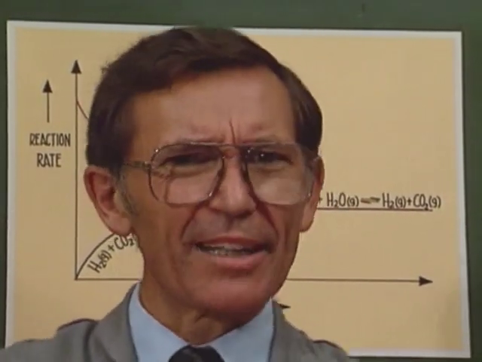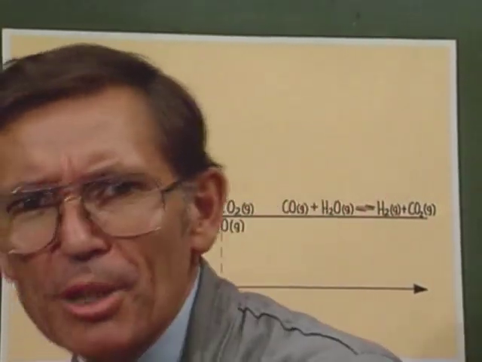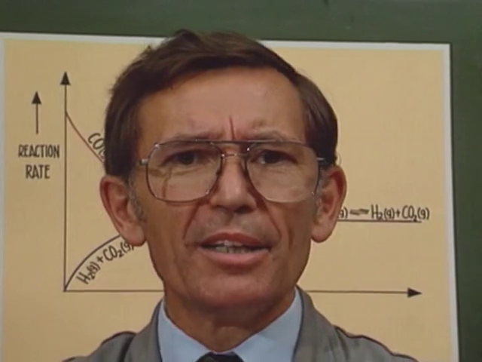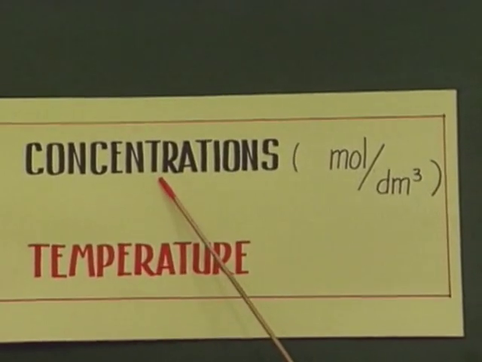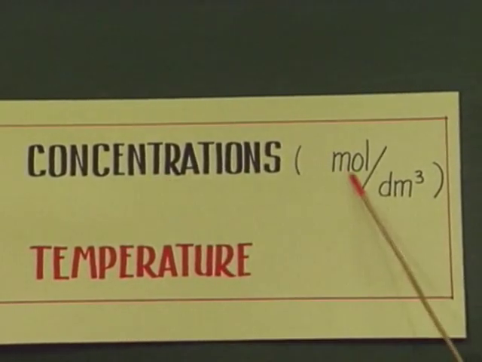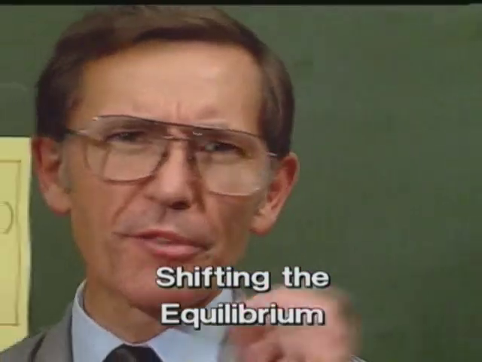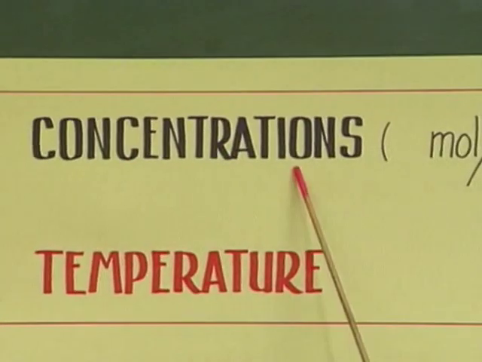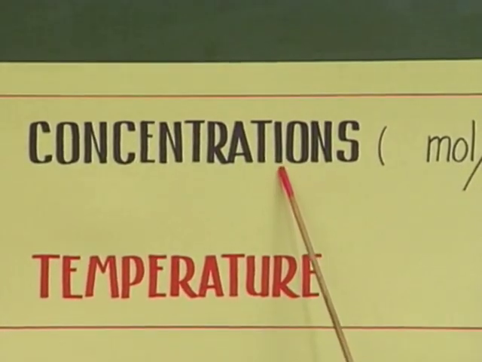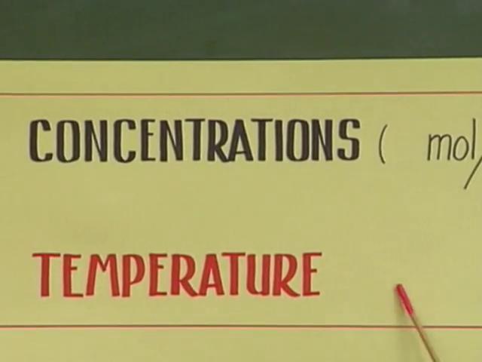What are the factors that scientists can control in order to shift the equilibrium as far as possible to the right, in order to obtain the highest possible yield? The factors are concentrations of reactants and products in mole per decimeter cubed and temperature. We can shift the equilibrium by either increasing or decreasing the concentration of a reactant or a product, or by increasing or decreasing the temperature of the reaction mixture.